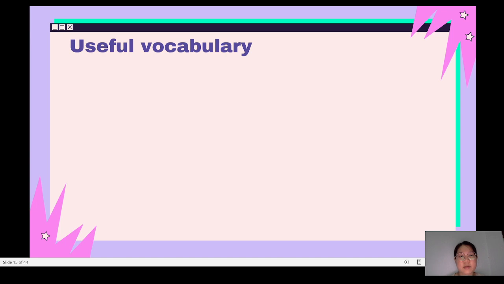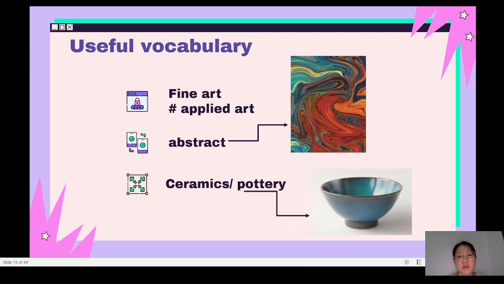Now we will see some new words. And I have inserted some images so that you can understand the meaning of these words deeper and more clearly. The word fine art has the opposite meaning to the word applied art. Abstract, you can see the picture here, and ceramics or pottery is the picture here.